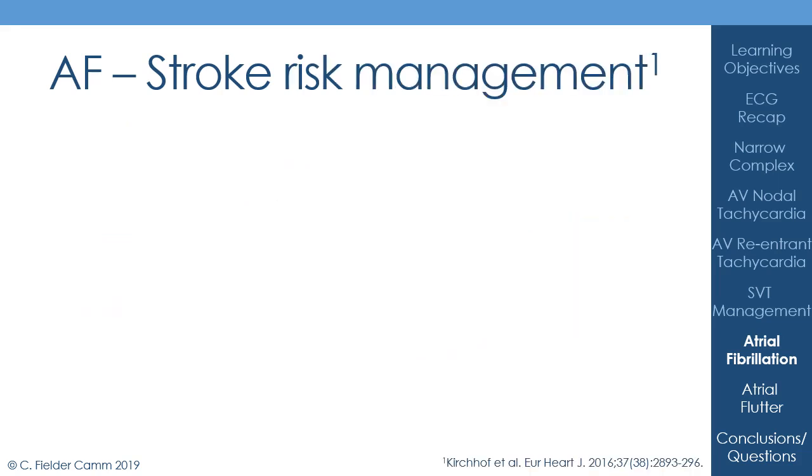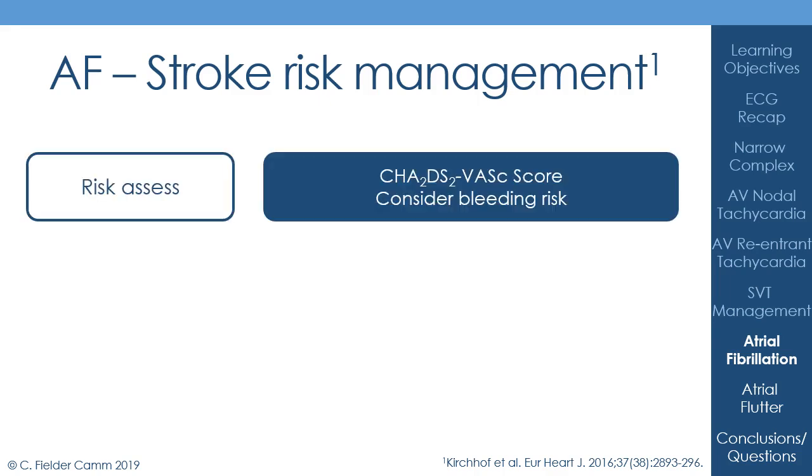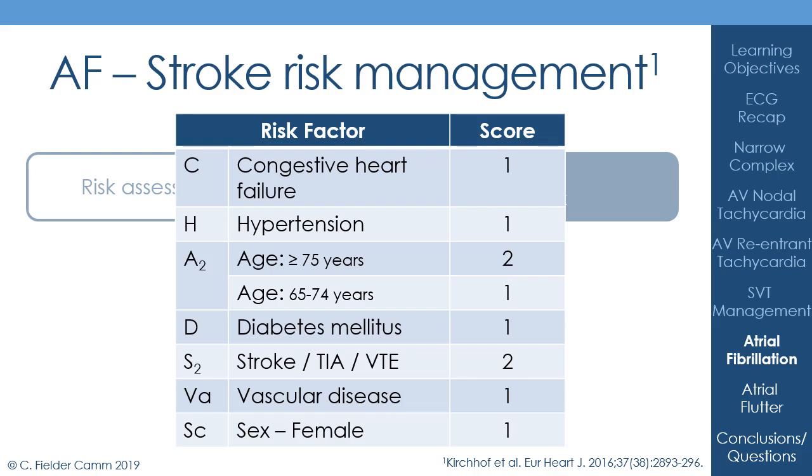So atrial fibrillation stroke risk management has been well defined by the European Society of Cardiology and laid out in a guideline, the reference for which is at the bottom right of your slide. But essentially it boils down to needing to undertake a risk assessment for your patient. Not all atrial fibrillation patients have the same risk of stroke, and they suggest using a CHA2DS2-VASc score to do this. This is the CHA2DS2-VASc score, and you'll see that you get points for a number of comorbidities, as well as age and female sex.